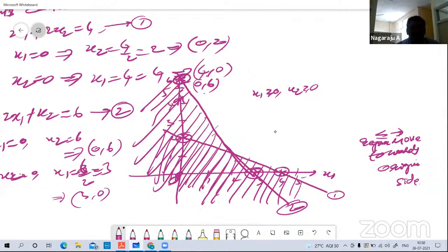What is the common region? That common region is called the solution region. The region where both inequalities intersect is called the solution region. This is called the solution region.